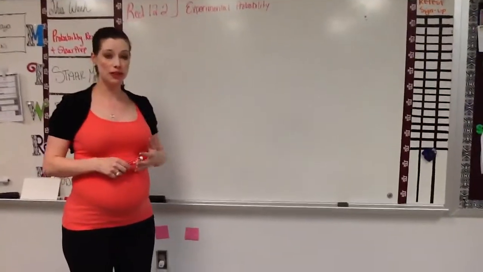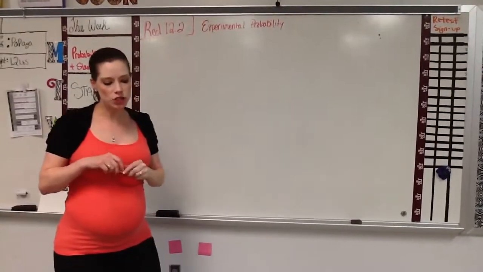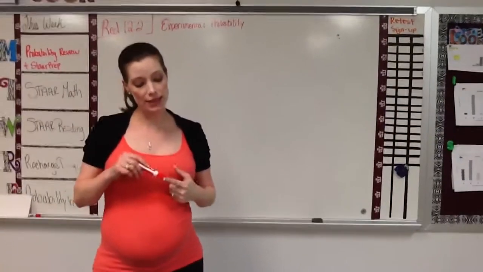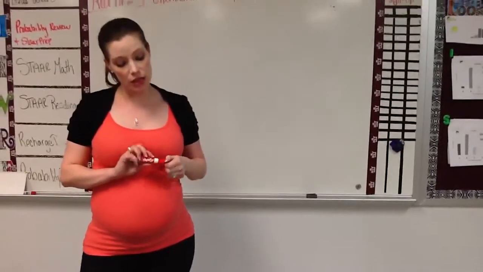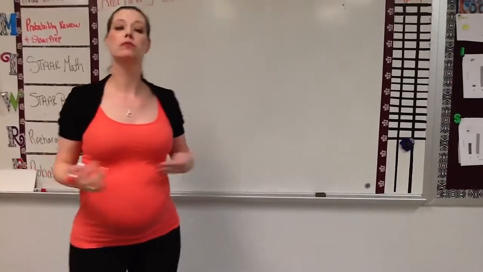Notes for 12.2, experimental probability. Your essential question is: explain whether you and a friend will get the same experimental probability for an event if you perform the exact same experiment but separate from each other.